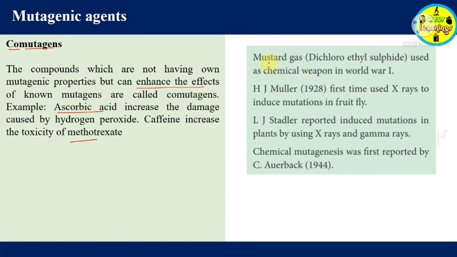Some examples given in the book: mustard gas was used as a chemical weapon in World War I. Muller first used X-rays to induce mutation in fruit fly. Stadler reported induced mutation in plants by using X-rays, and chemical mutagenesis was first reported by Auerbach in 1944.